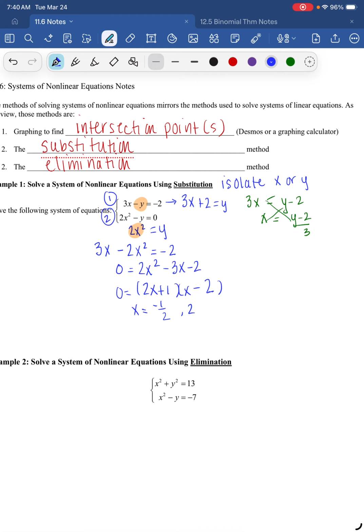So now that you have solved for x, I'm going to go back in and solve for y. So I'm going to do 2 more substitutions. I'm going to substitute that x is negative 1/2, and I'm going to substitute that x is 2. Okay, so if x is negative 1/2, it's going to be 2 times negative 1/2 squared equals y. And so let's see, that's 1/4. This is going to be 1/2.